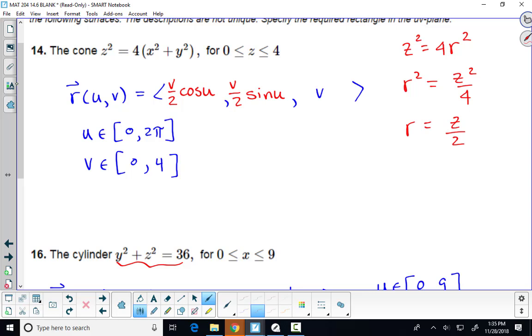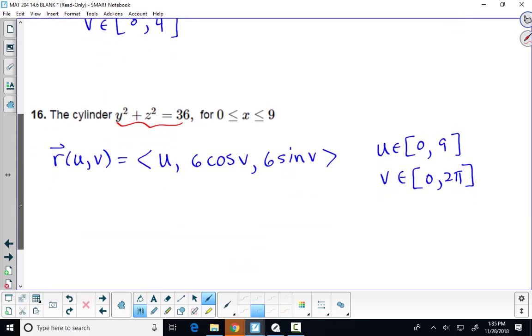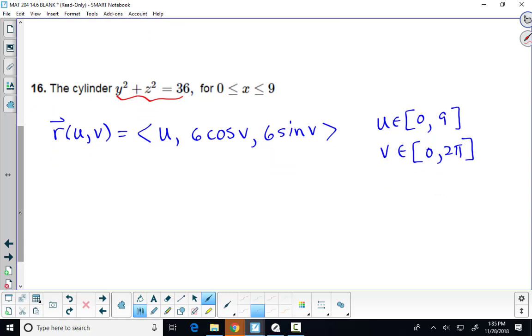Why is cosine for y and sine for z? Is that how it always will be? Well, you tell me. Would it work if we put sine there and cosine there? We would still get a circle of radius 6. That just changes the orientation. But orientation doesn't matter here. We just want to generate a circle of radius 6. So you're absolutely right. We could have put 6 sine and 6 cosine. All that changes is the way that that circle is graphed in the YZ plane.